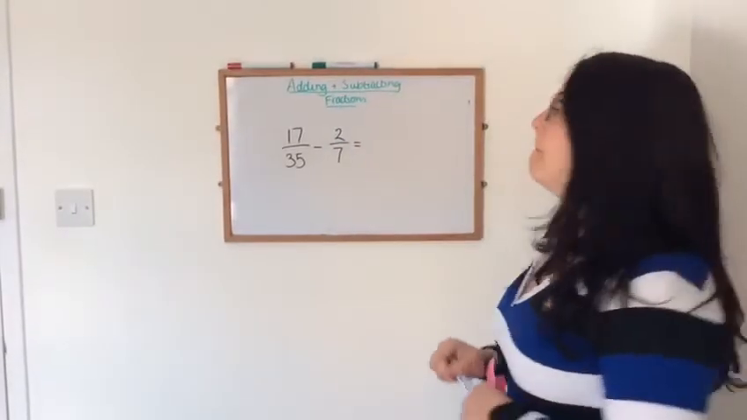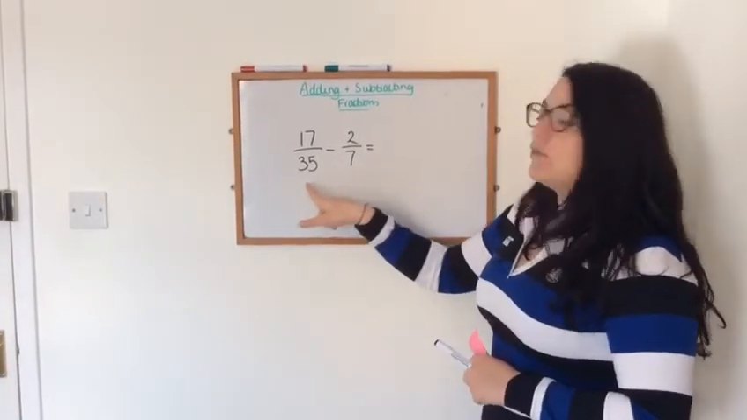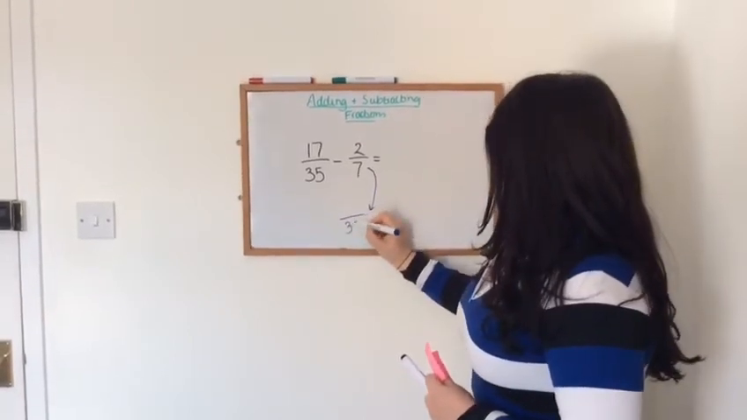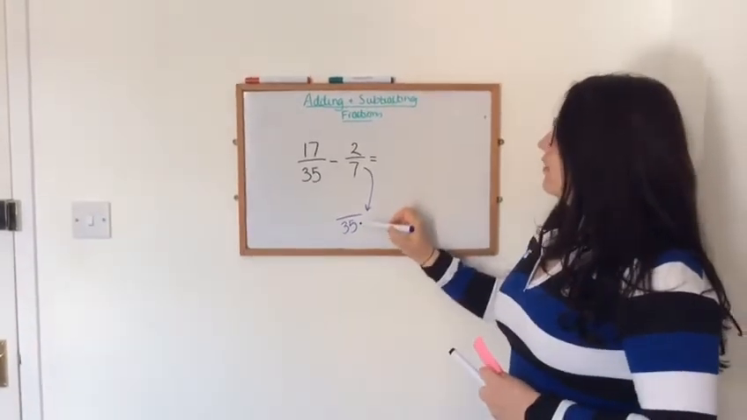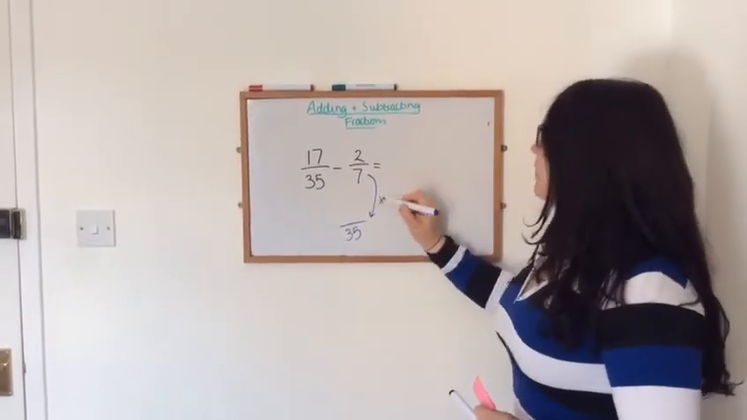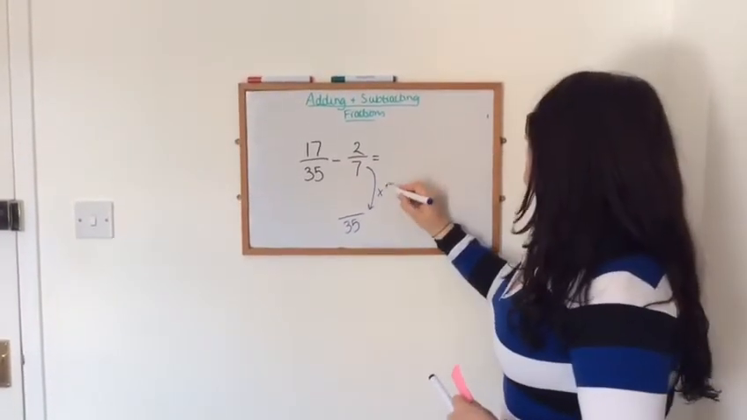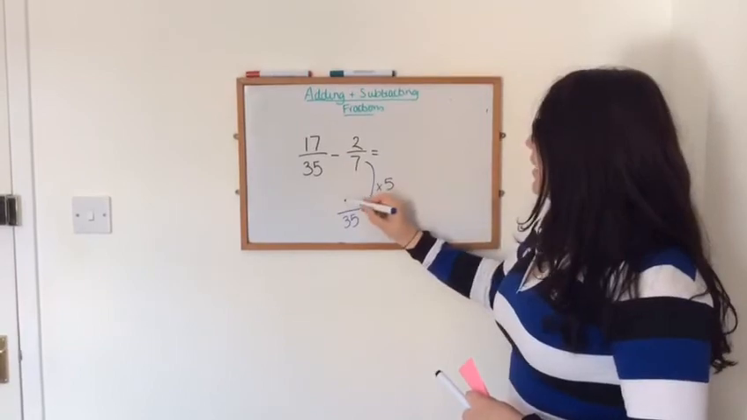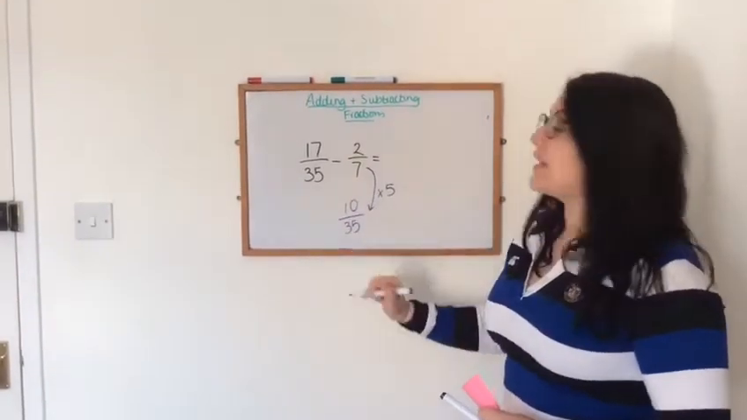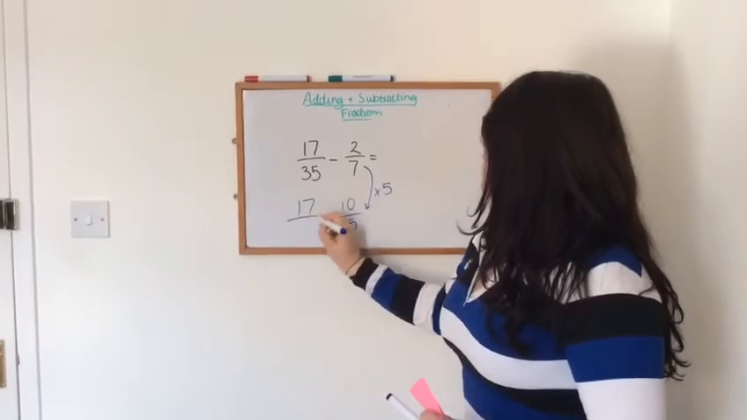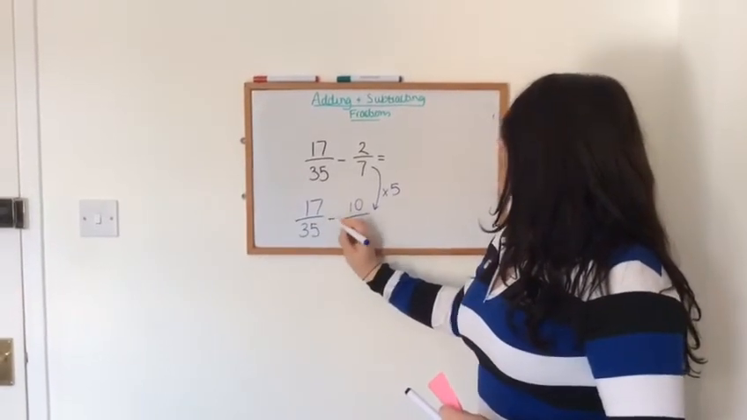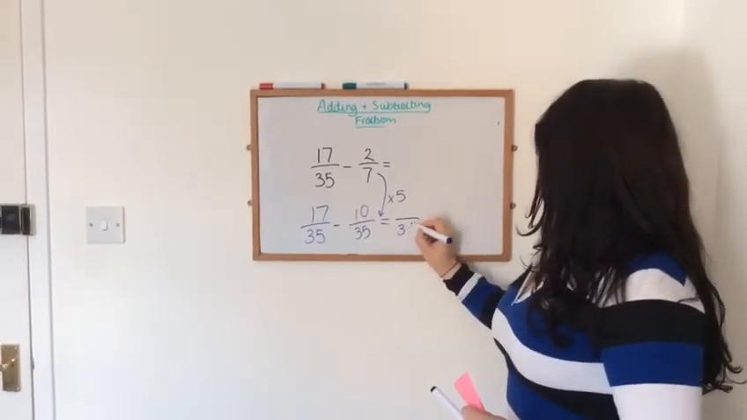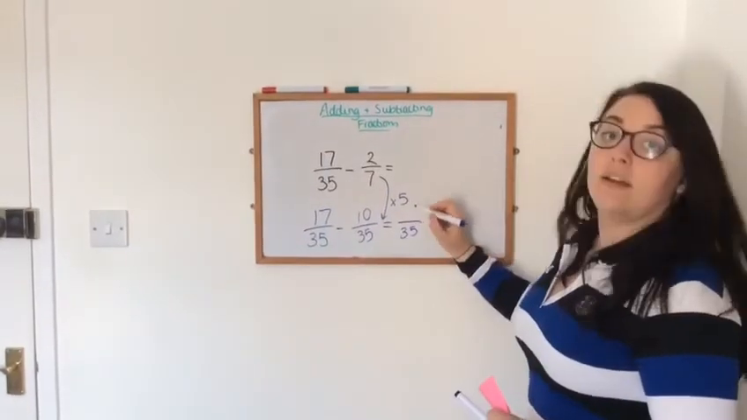Okay, let's see how you got on. So we need to get the denominator here to also be 35. Think about going from 7 to 35, you're going to be timesing. You're going to have to times it by 5. Whatever we do to the bottom, like we've already done, you have to do to the top. So 2 times by 5 is 10. Now we can bring the rest of the calculation down. 17/35 take away 10/35. Denominator will stay the same. 17 take away 10 equals 7.